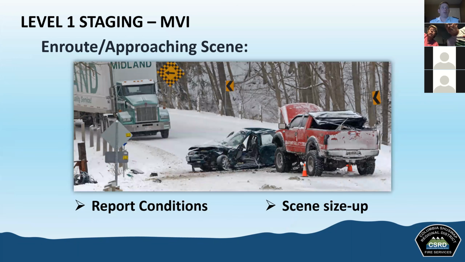So as we're approaching the scene for an MVI, if we're the first responding apparatus getting out there, we want to report the conditions. We want to give the other responding apparatus an idea of what they're coming to. Are the roads icy? Are they slick? If they're in good shape, it's not necessarily something you have to broadcast. But if it's slick from rain or snow or ice, we certainly want to be passing that along, and especially if we notice any specific areas that are worse than others.